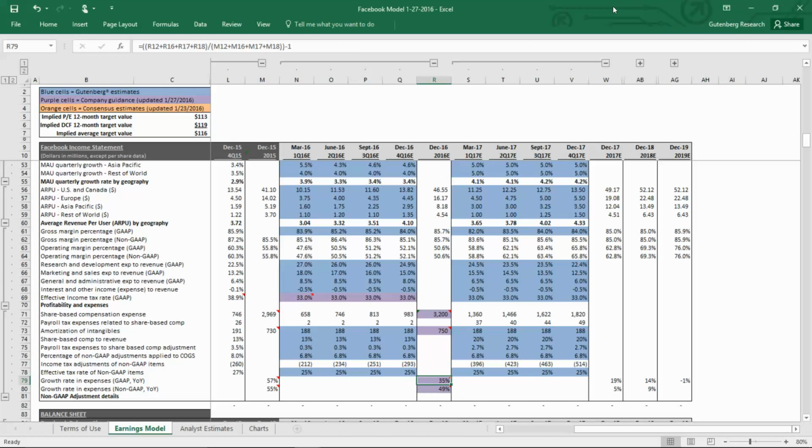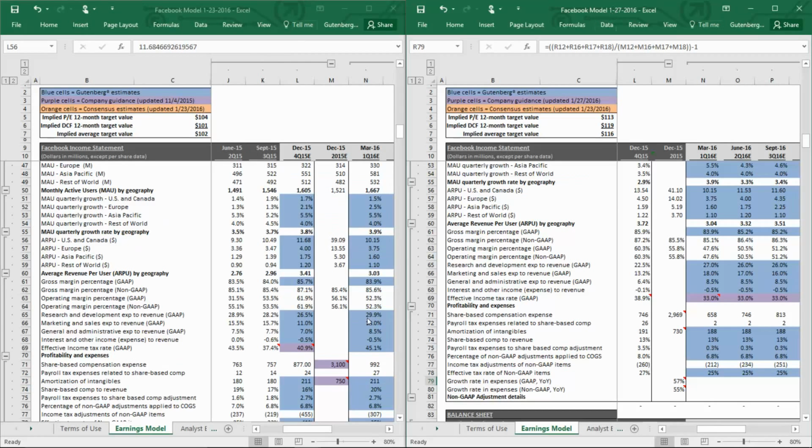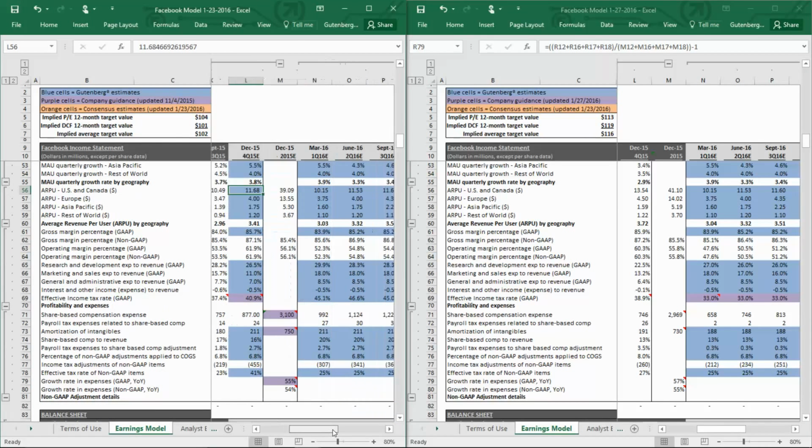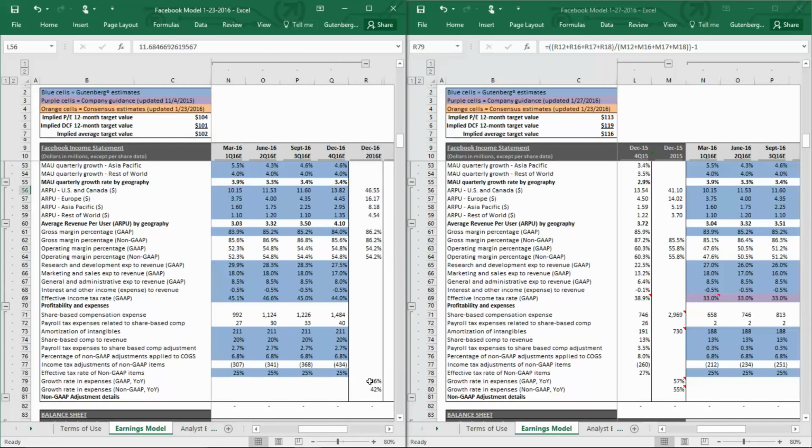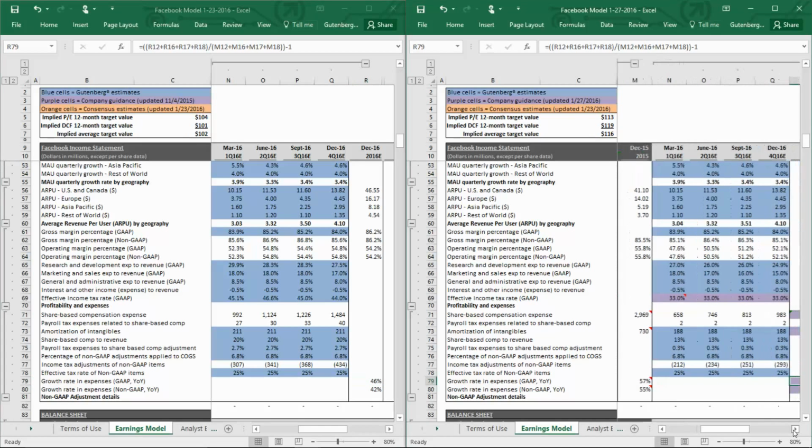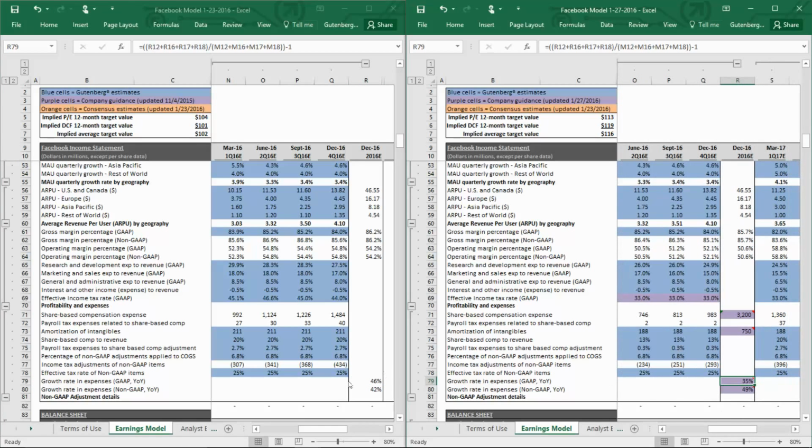And we can take a look and compare that to what we had yesterday for 2016. So we had a growth rate of 46%. So obviously expenses are much lower than what the street was expecting. Keep in mind that the view that we had yesterday was calibrated to meet consensus EPS estimates. So when we talk about changes from the left-hand side to the right-hand side, we're talking about changes from consensus to the new updated model, including tonight's results.